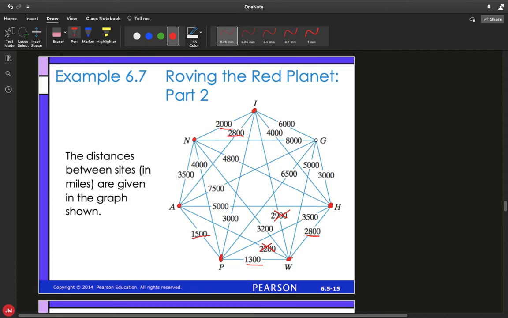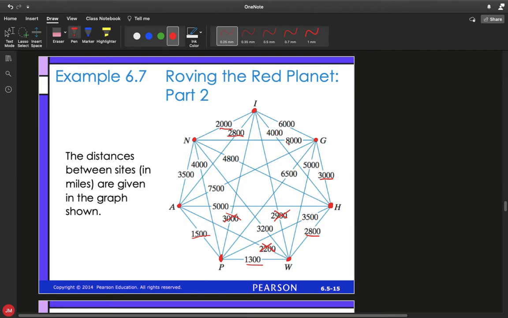Our next cheapest would be 3,000. 3,000 does happen in a couple of different places, but if we were to try to use this 3,000 connecting P to I, that would give both P and I 3 edges coming out of it. So we're not going to be able to use this 3,000. However, I think we are going to get to use this 3,000, which connects H to G. Notice that that only gives H 2 edges coming out of it, and does not create a circuit.